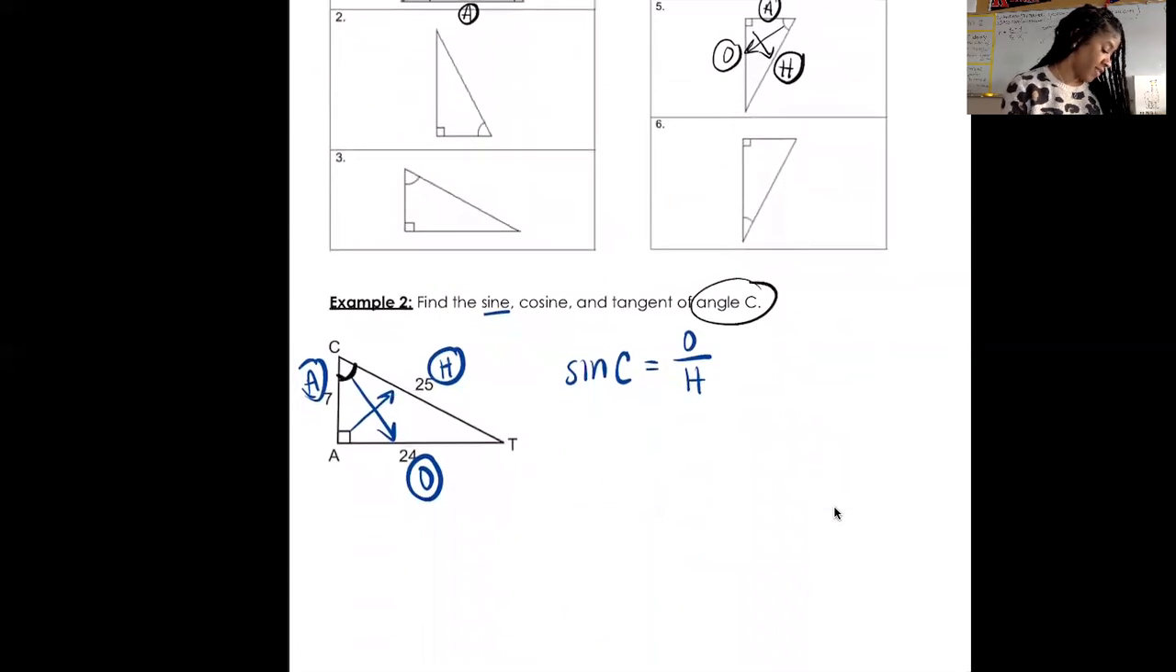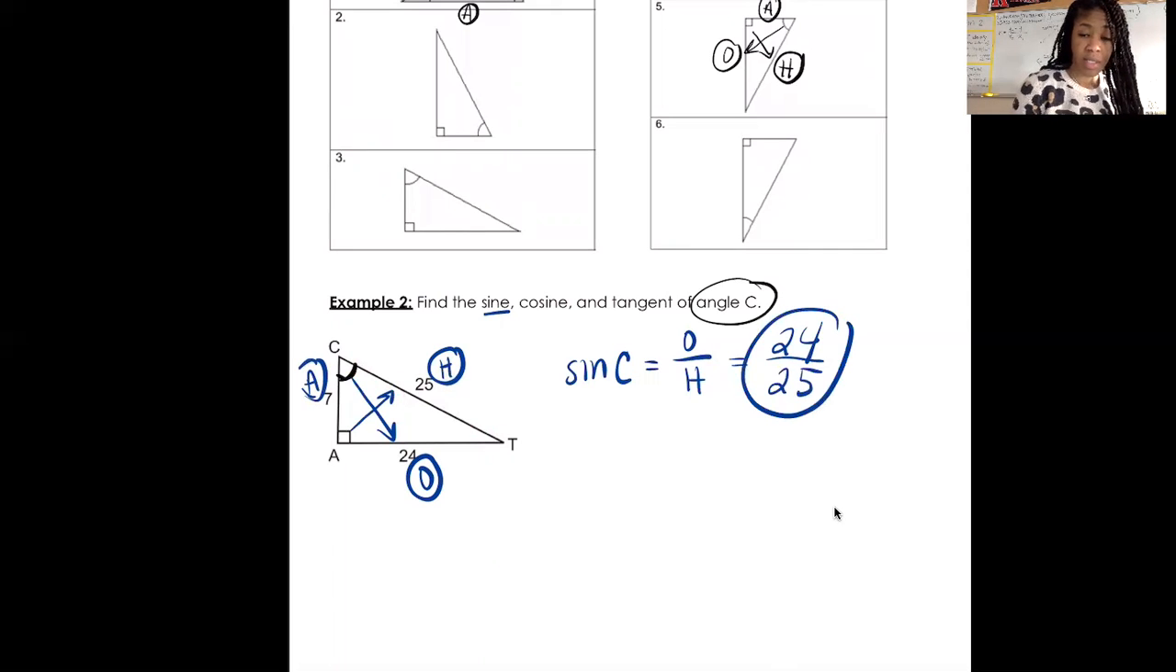So if we look at what we have labeled here, we labeled the side that has 24 as the opposite. So the numerator of this ratio is going to be 24. The hypotenuse is here, and that side is 25 in length. So in the denominator, I'm going to put 25. Therefore, the sine of angle C is equal to the ratio 24 over 25.